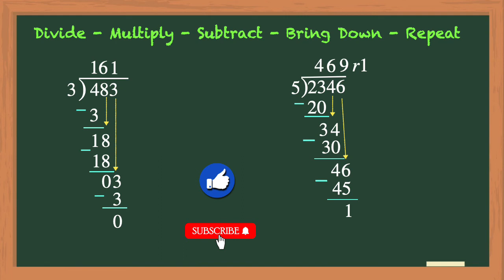The second way to write the remainder is to write it as a fraction. To do this, you bring over the whole number of 469. The remainder of 1 will be the numerator of the fraction, and the denominator will be the divisor, which in this problem is 5. So your final answer or quotient is a mixed number of 469 and 1/5.